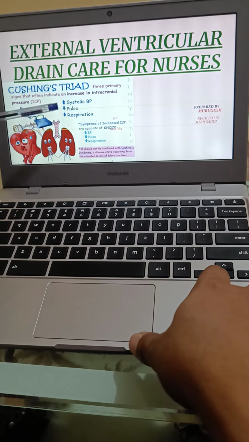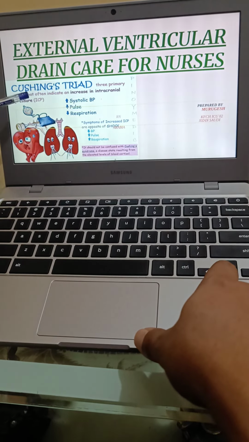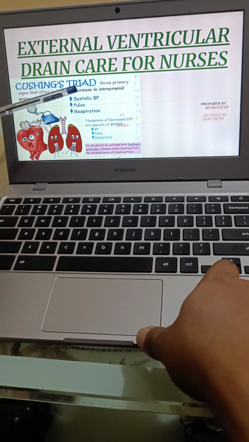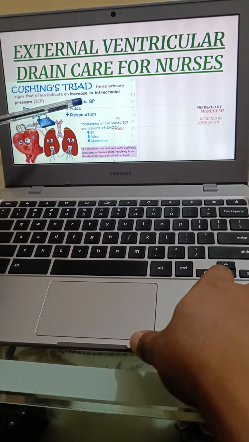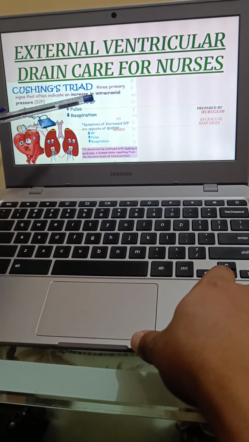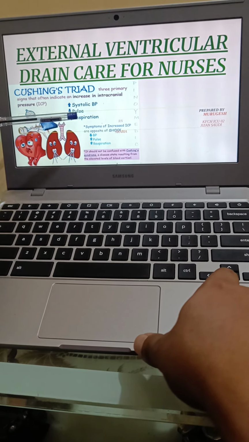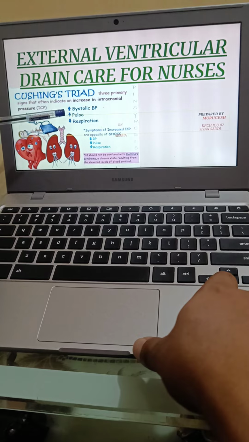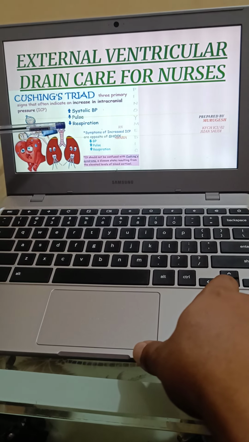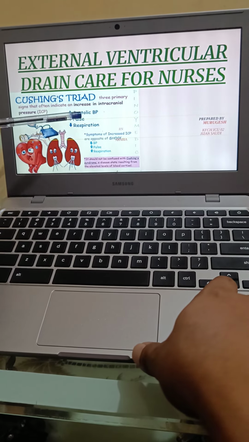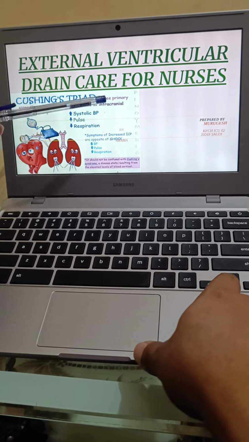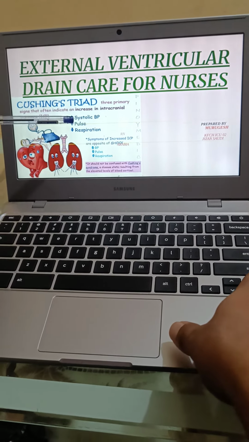Let's begin our study. This is our brain. We have heard about Cushing's triad, which means three symptoms. In case of increased ICP, we can see increased systolic BP, decreased pulse rate, and decreased respiration. We will begin our discussion.